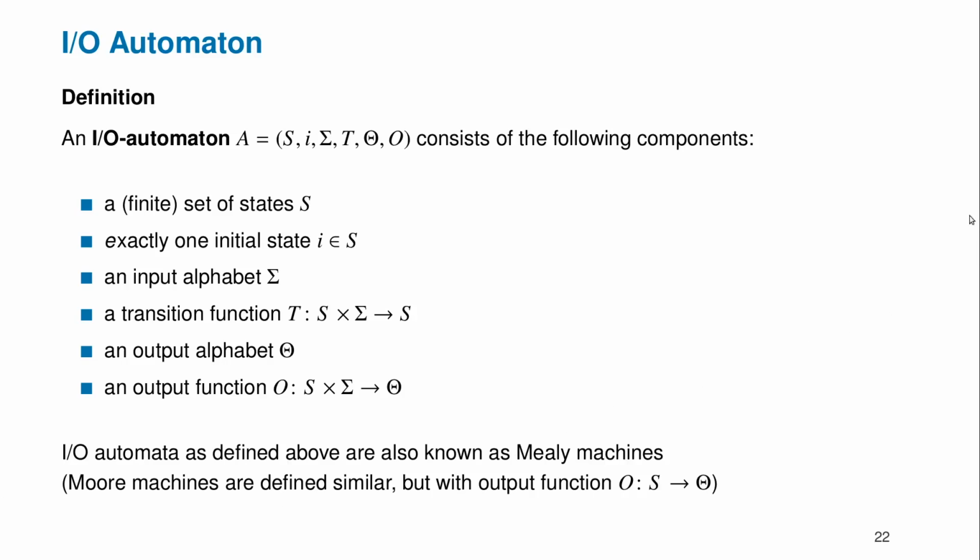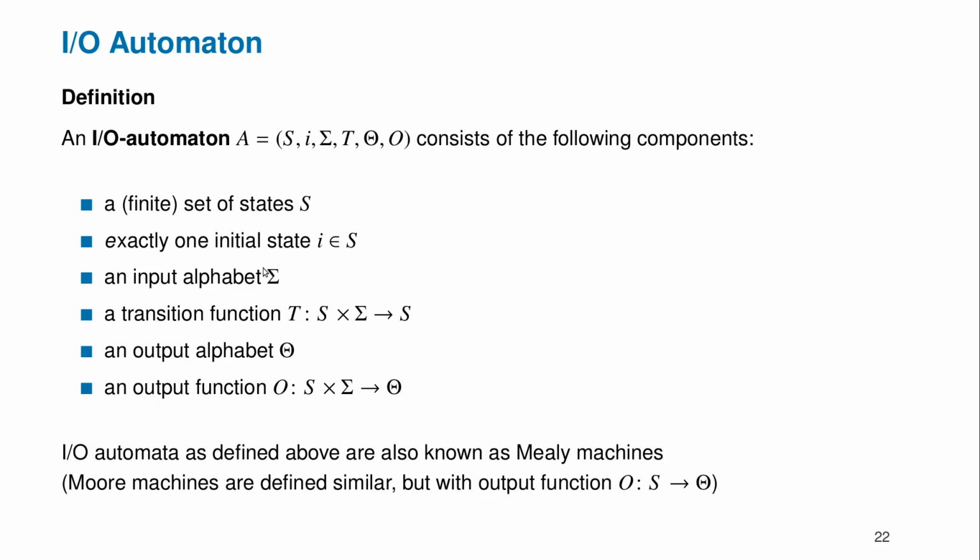An I/O automaton consists of the following components. So first of all, we have a set of states S. This set of states is usually finite, but in principle there is no problem if it's infinite, so there is not really a restriction on that. Then we have exactly one initial state from the set of states. This is important because the I/O automaton should be deterministic, and therefore we have the restriction that there is only one initial state.